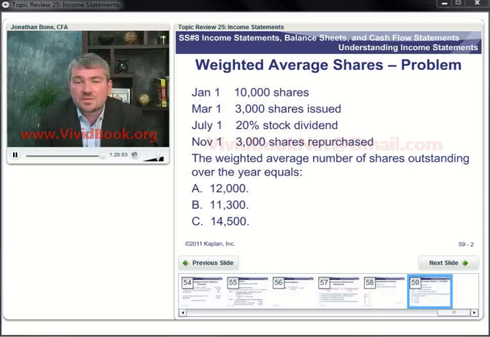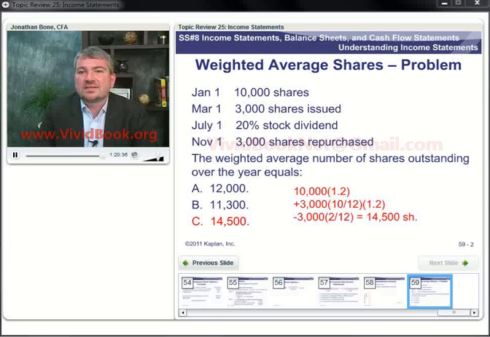Then, of course, we've got to time weight them. The shares in issue at the beginning of the year on the 1st of January are going to be multiplied by 12. The shares on 1st of March, they're in issue for 10 months of the year, so multiplied by 10. And then finally, the shares repurchased on the 1st of November, that's November, December, so they're only repurchased for 2 months, so multiply by 2, sum it up, and then divide by 12, and we'll get our answer of 14,500.